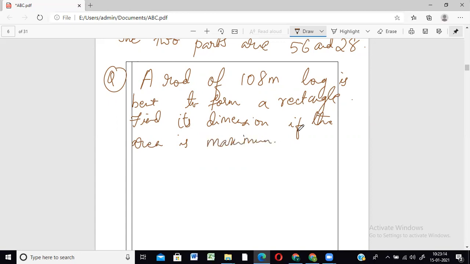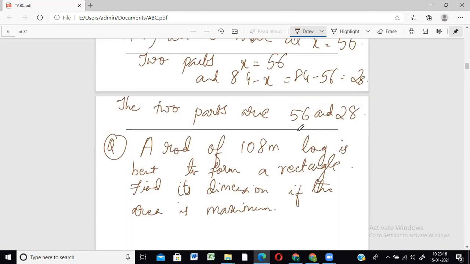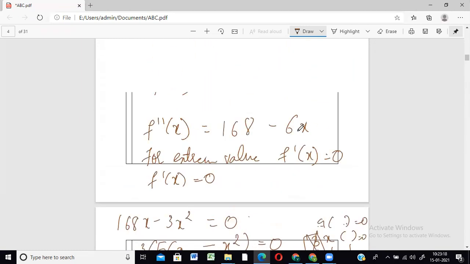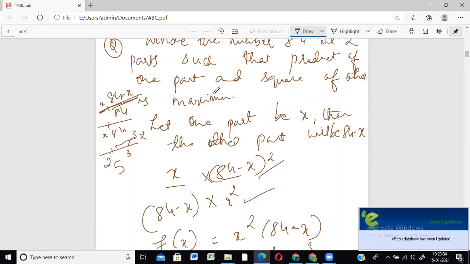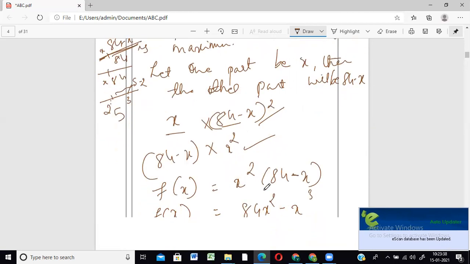Achha, one second. Abhi, after writing this question, something strikes. In case this question, when they're telling you the product of one part and square of the other part is maximum, but by any chance, agar yahan pe maximum ki jagah minimum hota, if instead of this word maximum, the same question, same numbers, if the word would have been minimum, then what will you do?